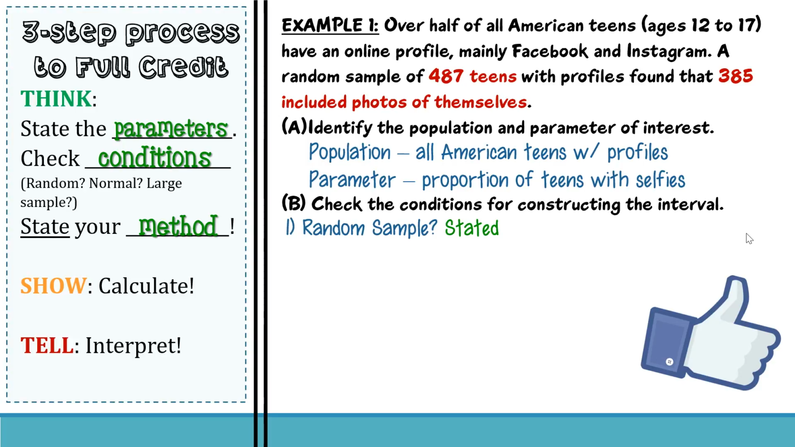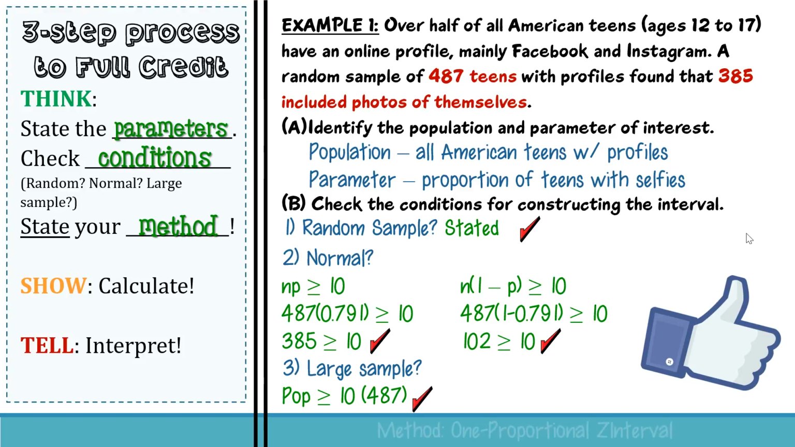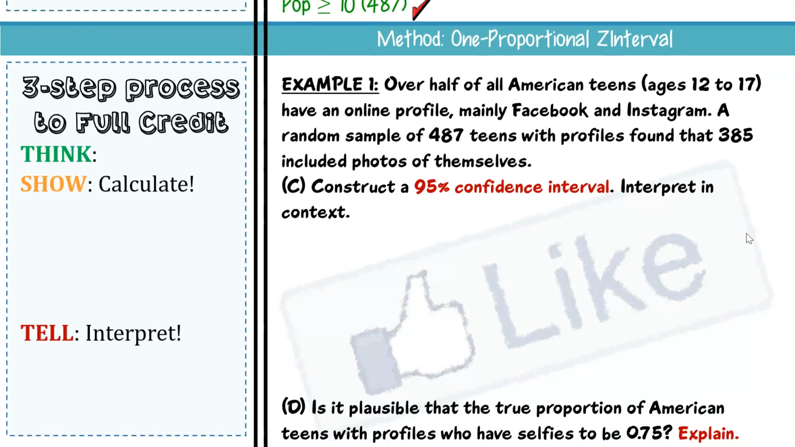Check some conditions. Random sample, yes, it was actually stated, so we're good there. Is it approximately normal? So 385, it says that up there, is bigger than 10, which means the remainder, 102, do not have selfies, which also is above 10. And I think it's safe to say that the population of American teens with profiles is above 4,870. And our method is a one proportion z interval. I have a single proportion. I'm using z-scores. I'm going to build my interval.